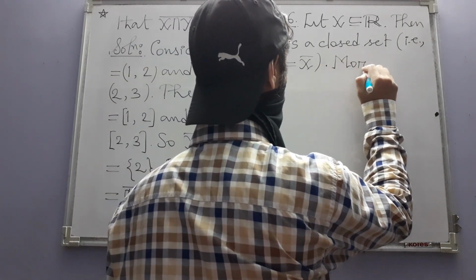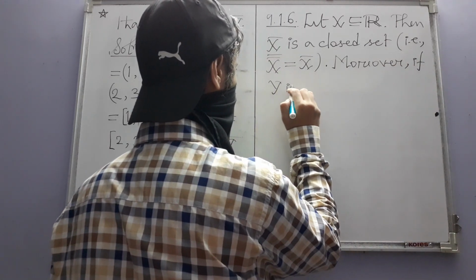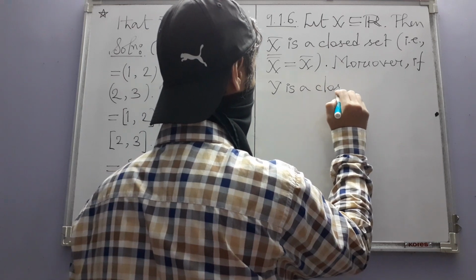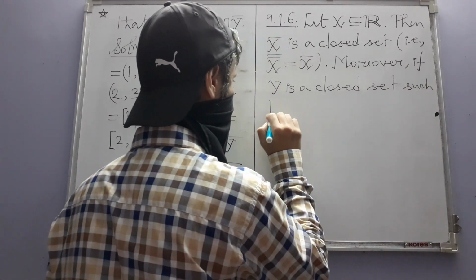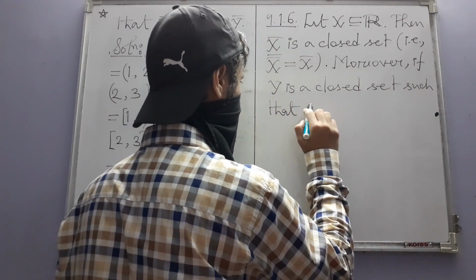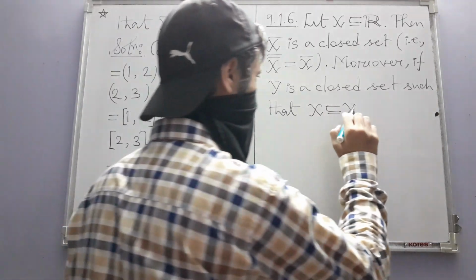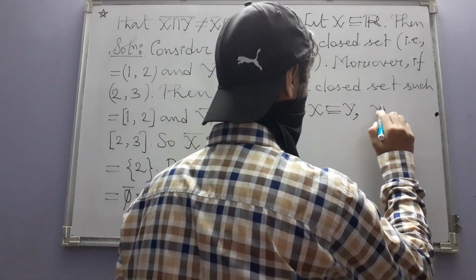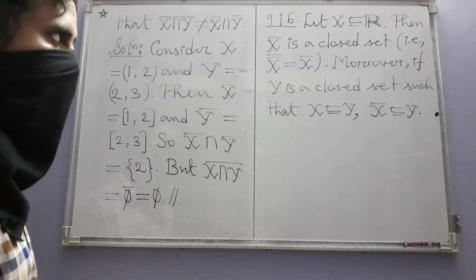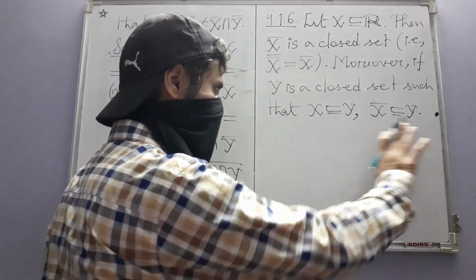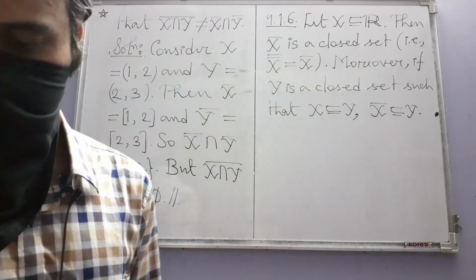Moreover, if Y is a closed set containing X, then the closure of X is also contained in Y. In other words, I am not writing that here, okay. All of these things ultimately mean what? Let us just see that for once.